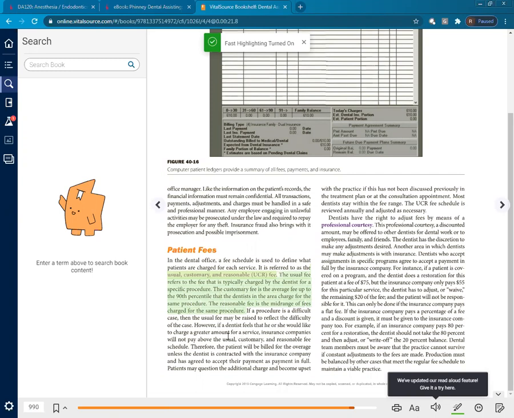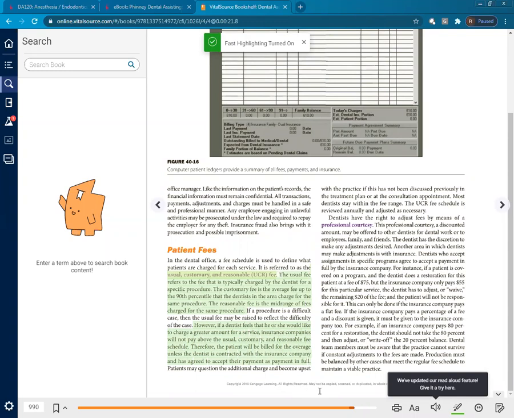This is the tricky part, and this is where write-offs and things come in. It says, however, if a dentist feels that he or she would like to charge a greater amount for a service, insurance companies will not pay above the usual, customary, and reasonable fee schedule. Therefore, the patient will be billed for the overage unless the dentist is contracted with the insurance company and has agreed to accept their payment as payment in full. So that is how some patients are like, oh no, my insurance is going to cover it. Well, maybe, okay, not all the time.